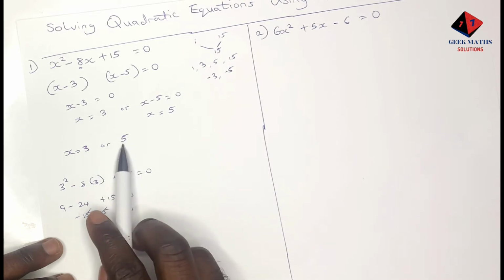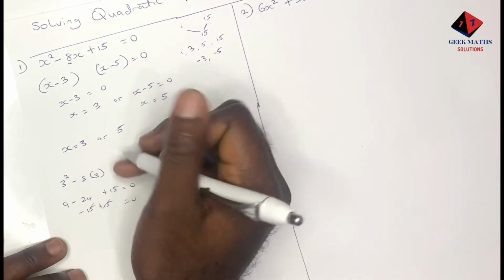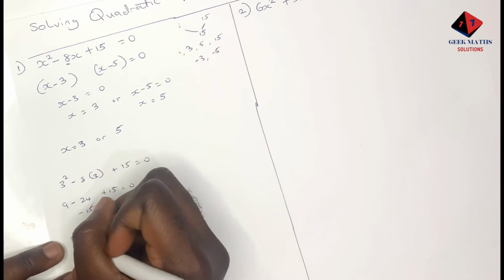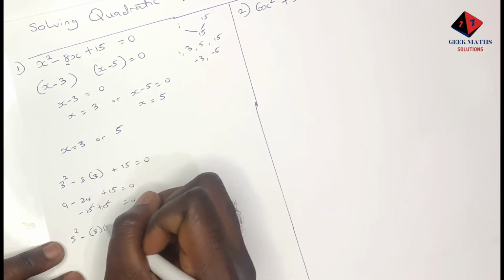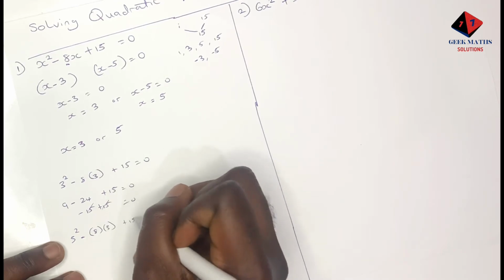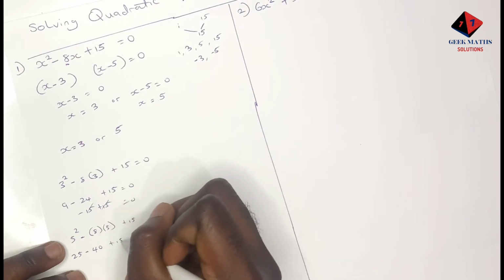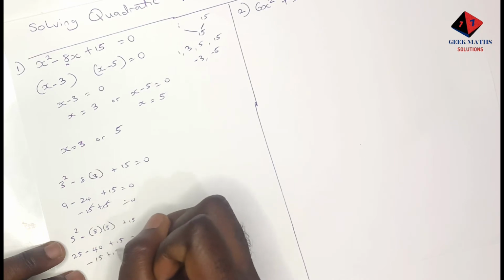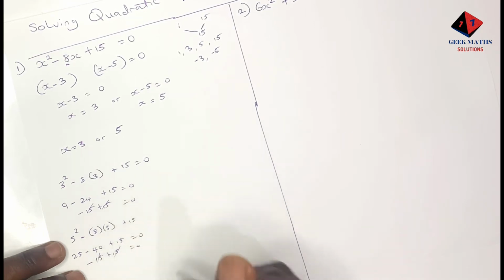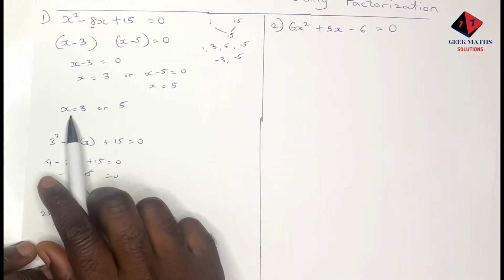And the second one, we can check this value as well to see if the answer is correct. So you put the value of 5 as x into that equation. 5 squared minus 8 times 5 plus 15. 5 squared is 25, minus 40, plus 15 is equal to 0. 25 minus 40 is minus 15, plus 15 is equal to 0. So the answers of this equation: x is equal to 3 or 5.